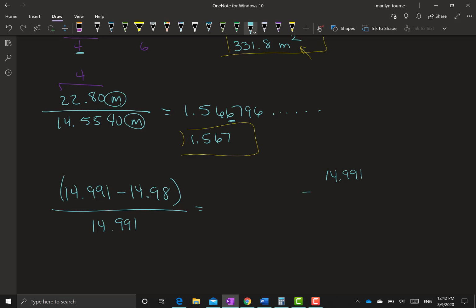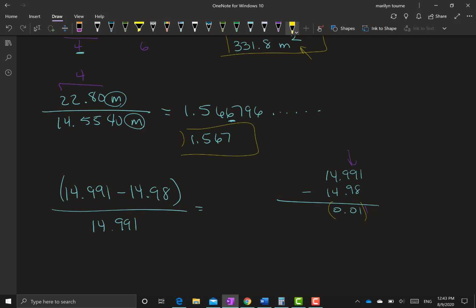Let's just do it. 14.991 minus 14.98, right? That'll give you 0.011. Because remember, we have to take the least number of decimal places. So for the next part of the calculation, I can only use 0.01.